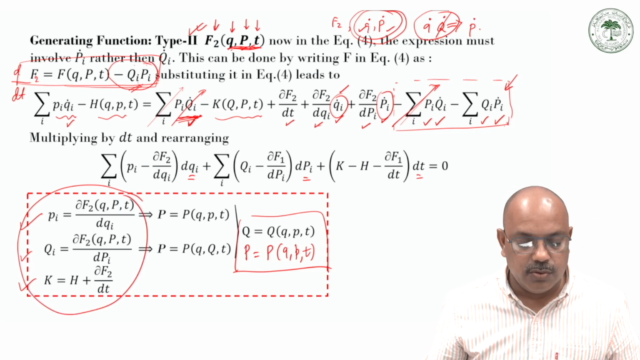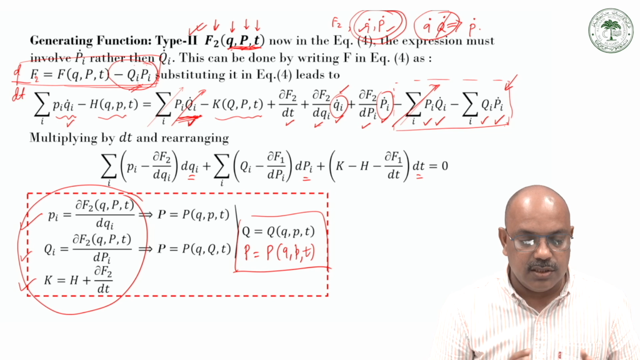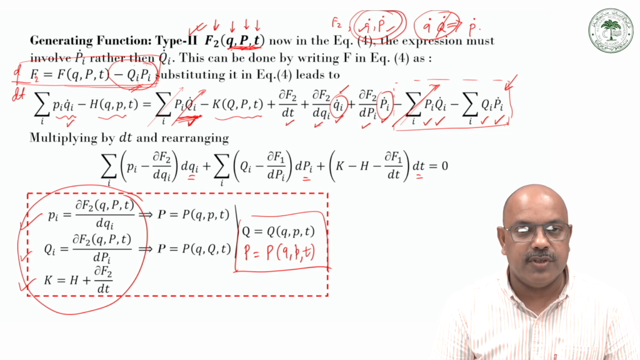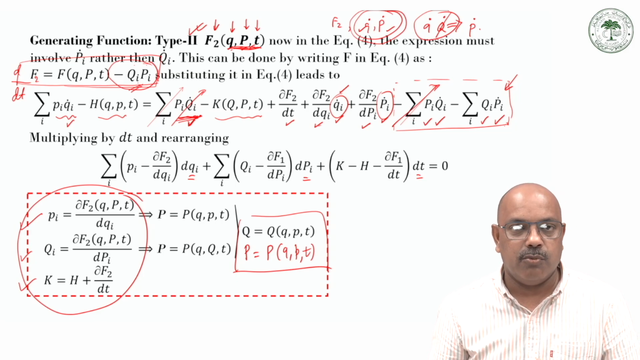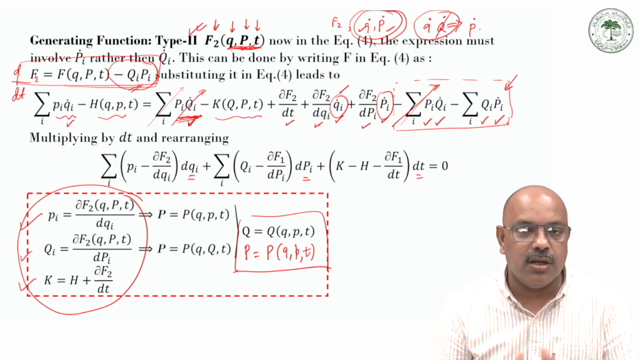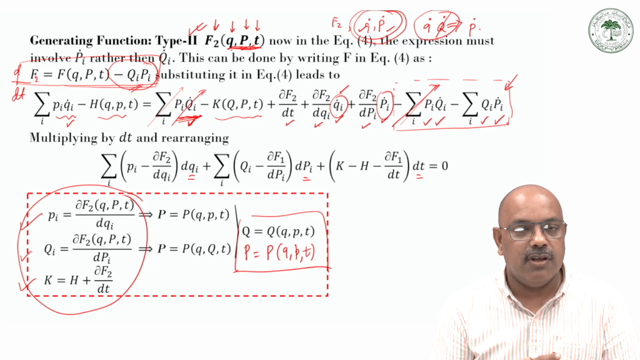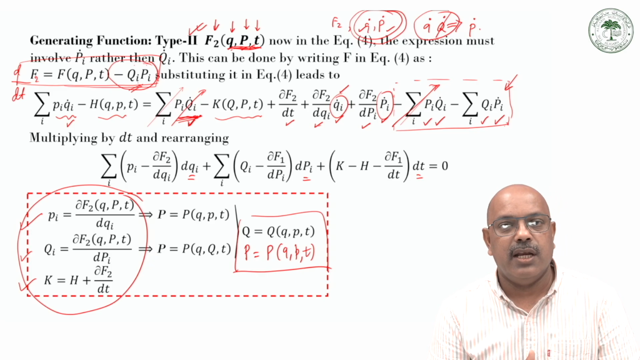Okay, so I'll stop here, up to the second type of generating function. In the next class I will cover the two more, F3 and F4 generating functions, and try to do one more example, and then the condition to find out, if you have been given a certain transformation, whether this transformation is canonical or not. So we're going to find that out in our next class.